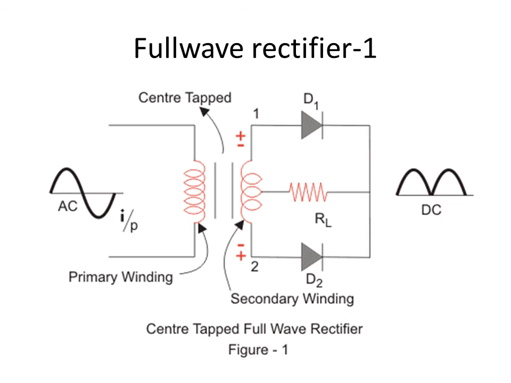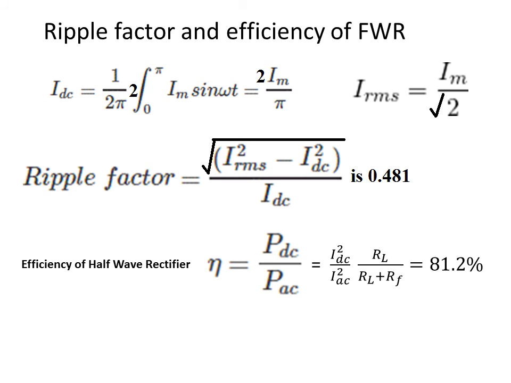So IRMS is equal to Im by root 2 and IDC is equal to 2 Im by pi. You can use these values in the equations for ripple factor and efficiency, and find out the ripple factor and efficiency of the full wave rectifier. So in this slide I have shown the results of the calculations for ripple factor and efficiency of the full wave rectifier.